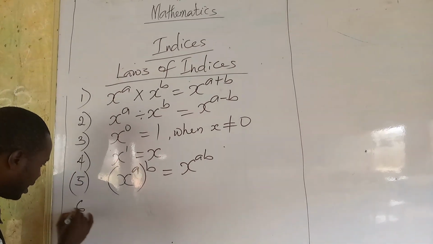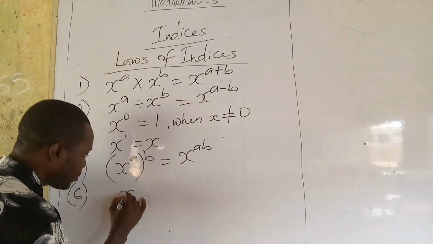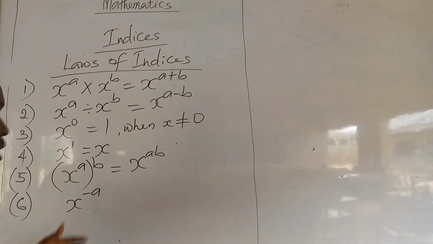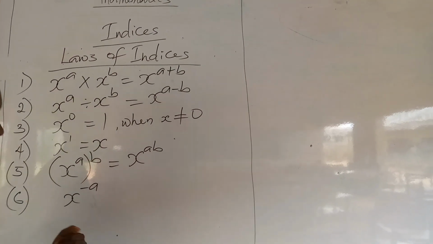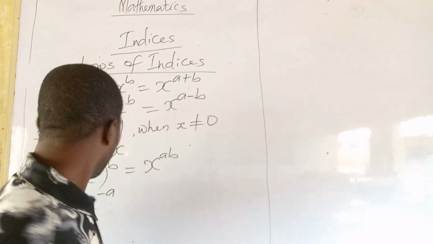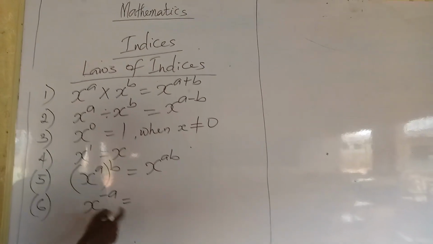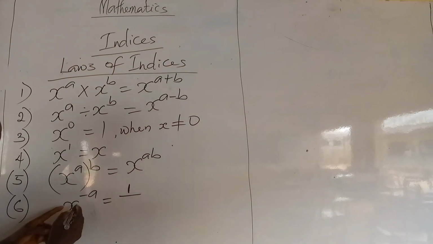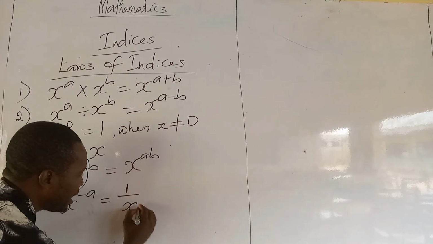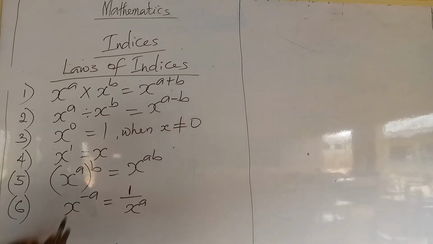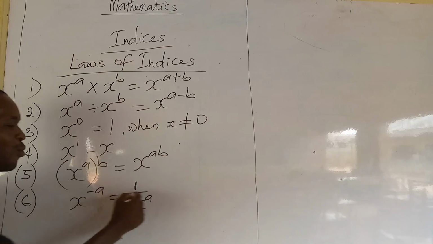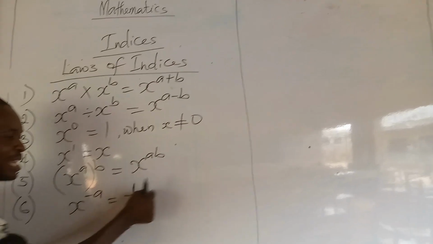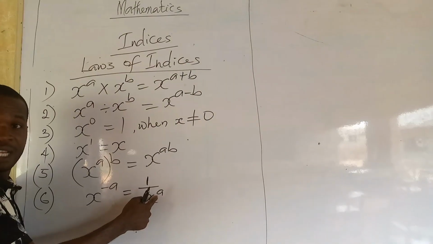Let's move to 6. Law 6, x raised to power minus a. This is what will happen when you have negative power. Anytime we have negative power, that negative sign becomes the reciprocal, 1 over. So we bring the remaining x raised to power a to the denominator, so that x raised to power minus a becomes 1 over x raised to power a. As you can see here, that minus has been used for this 1 over. So I'm no longer repeating the negative sign here.